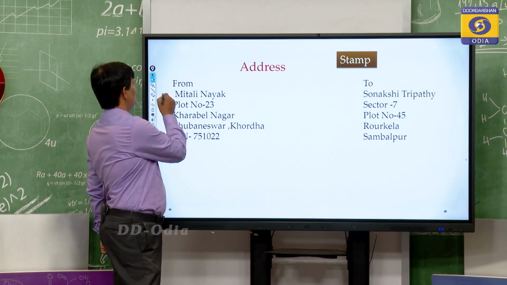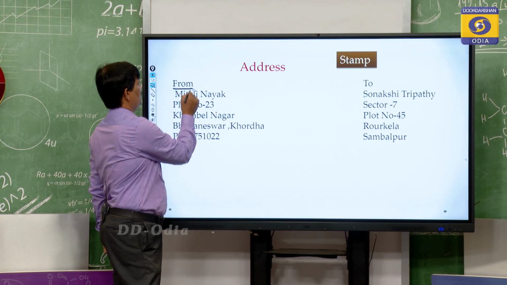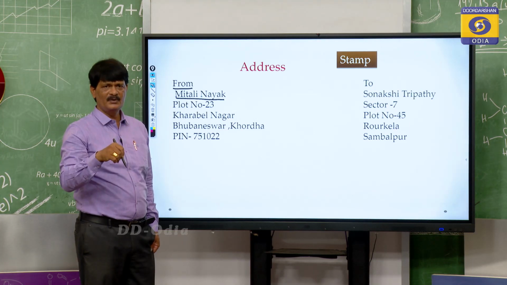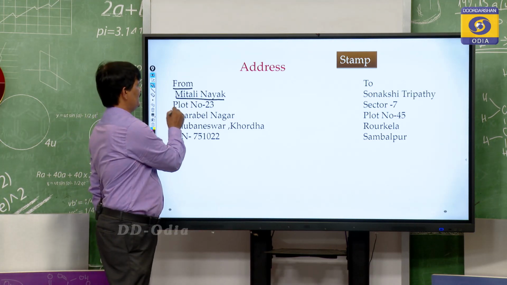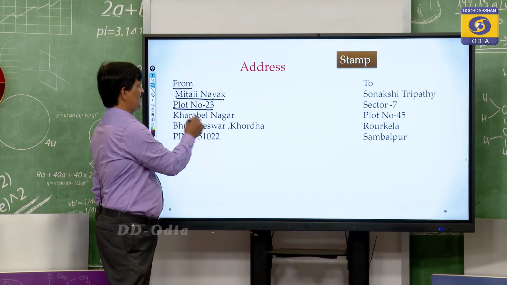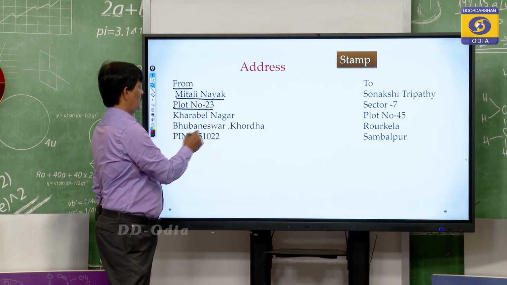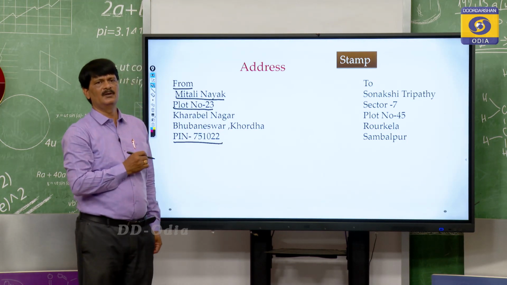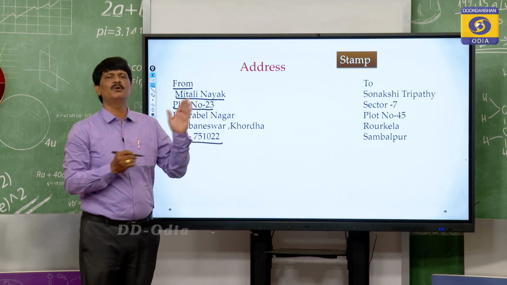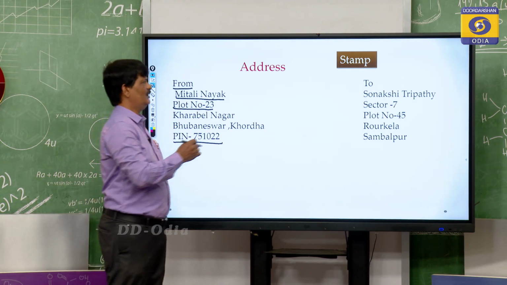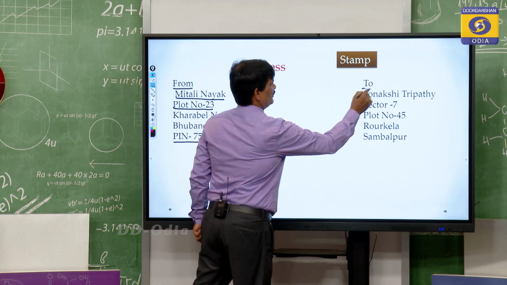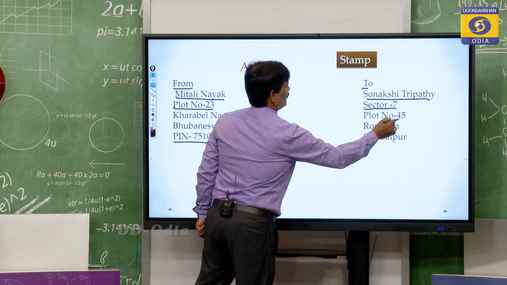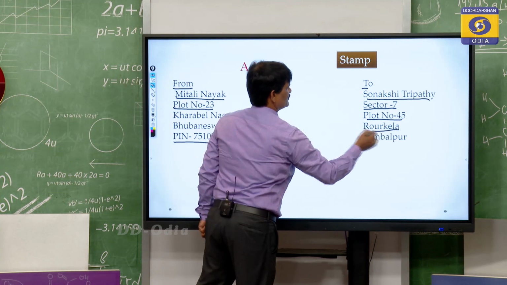From means you are writing from, here it is Mitali Naik. That means from means you are Mitali Naik, and also your plot number is there, plot number 23, Kharbel Nagar, Bhubaneswar, Khorda. The pin number is also there. You have to write that pin number. Okay, your address is there. To whom you are writing? That is there, you are writing to. To is there. It is Sonakshi Tripathi, sector 7, plot number 45, Rourkela, Sambalpur.